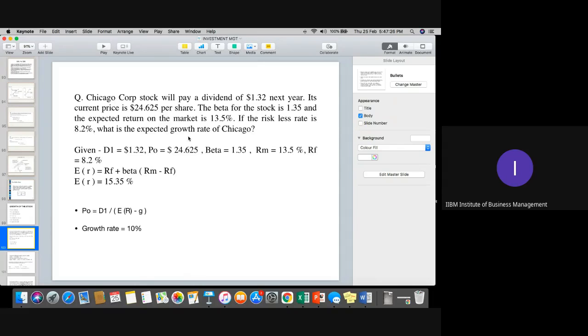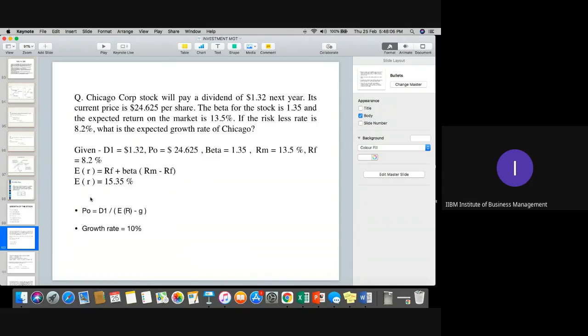How to calculate first? In order to calculate the growth, we require ER, D1 and P0. P0 we already have, D1 we already have. We need to calculate the expected return first. The formula for that is RF plus beta into RM minus RF. RF is 8.2% plus beta 1.35 into RM 13.5% minus RF 8.2%. You will get 15.35% as ER. You have ER, D1 and P0, so you can calculate growth. This should be 10%.